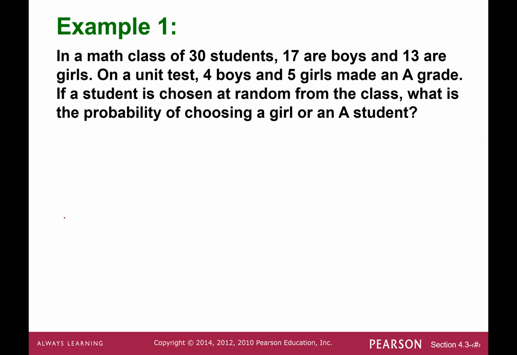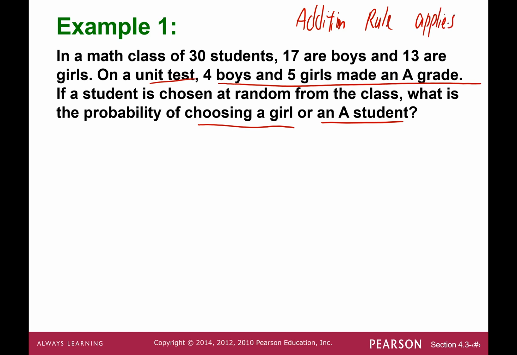Now think about this and let's look at this example. In a math class of 30 students, 17 are boys and 13 are girls. On a particular unit test, 4 boys and 5 girls made an A grade. If a student is chosen at random from the class, what is the probability of choosing a girl or an A student? I want you to think about this, and I'll give you a couple of minutes. See if you can figure out the probability. The hint is we are using the addition rule here. You can also try to draw a Venn diagram and see how this works out.